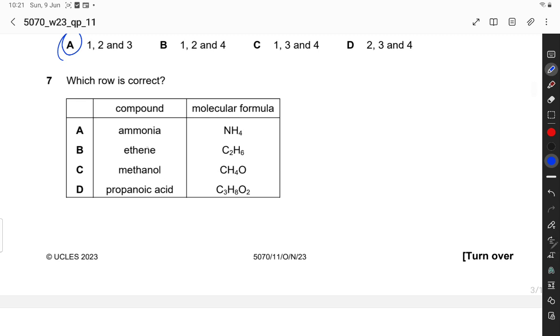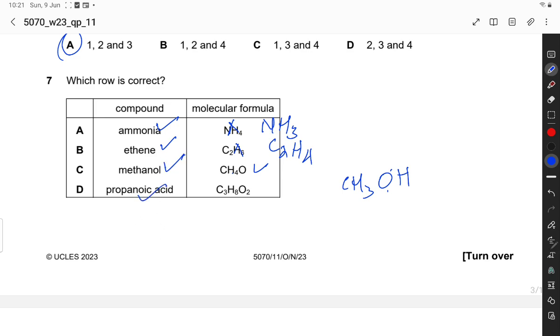Compound and molecular formula. Ammonia is a compound, but its molecular formula is NH3. Ethene is a compound, its molecular formula is C2H4. So ammonia is incorrect. Methanol: the formula is CH3OH, so the molecular formula of methanol is CH4O. This is correct, and it is also a compound.